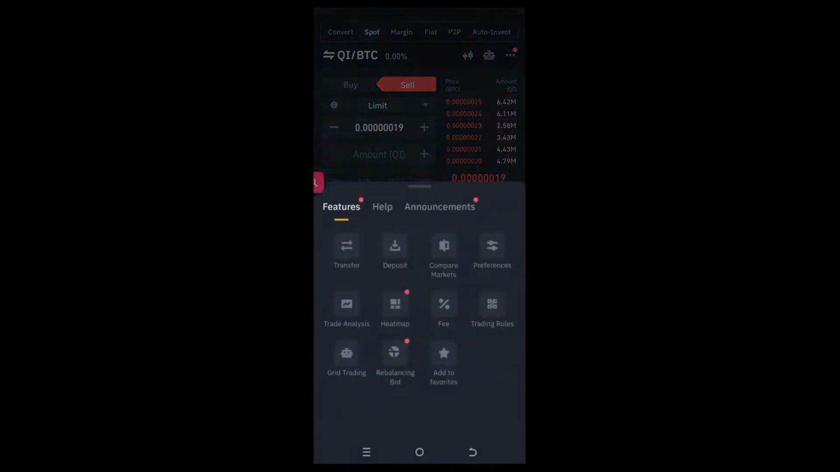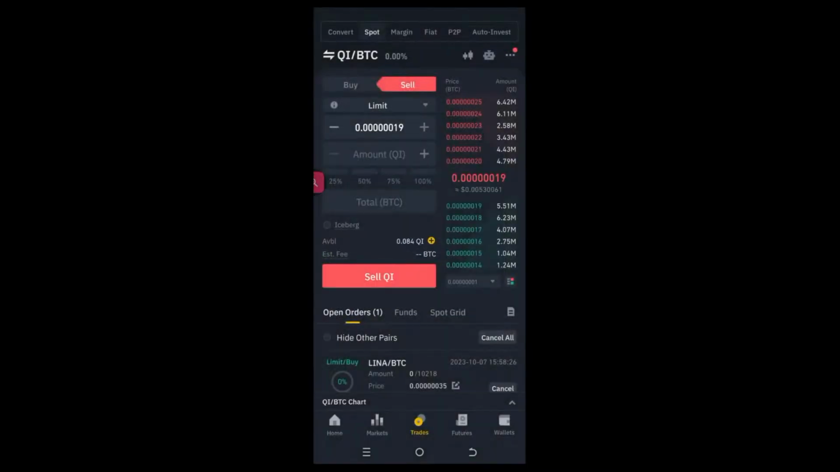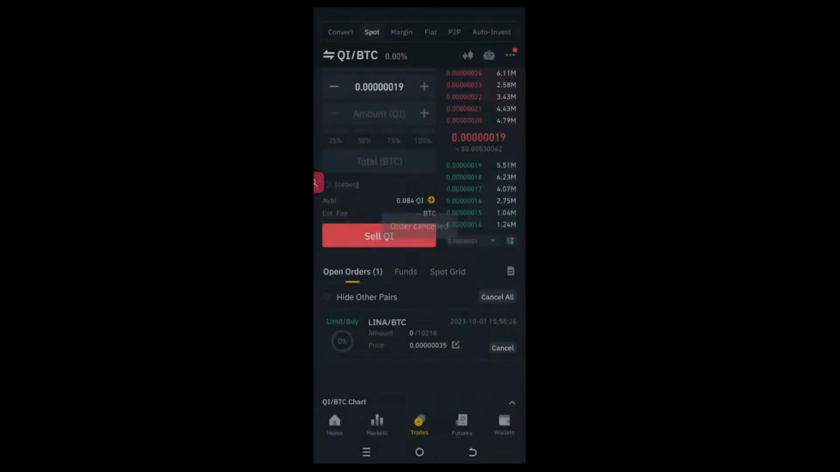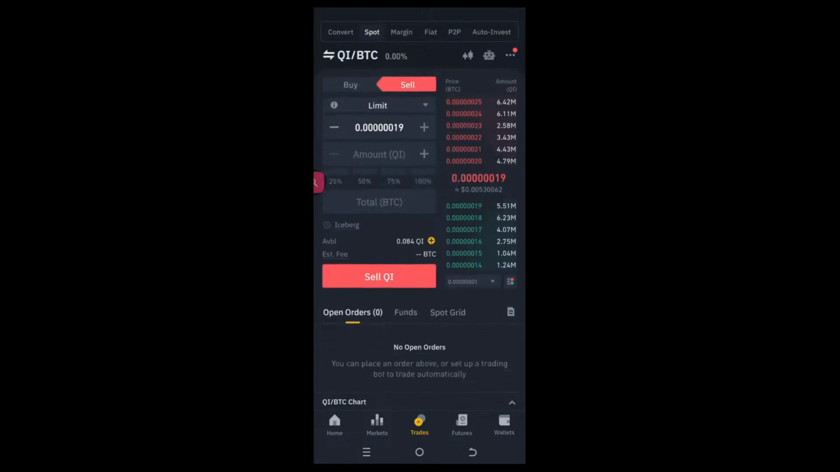So let's quickly do a quick simulation and see what we will get. This is QI BTC. What will I have left? Let's just cancel it and see what it will give us. If it's not going to be favorable, we'll just go back to Lena BTC. Okay, so we'll do a quick simulation and see what we can get here. Let's buy and see how much we can get. So this is what we have, 357637. So this is the amount we're going to get.